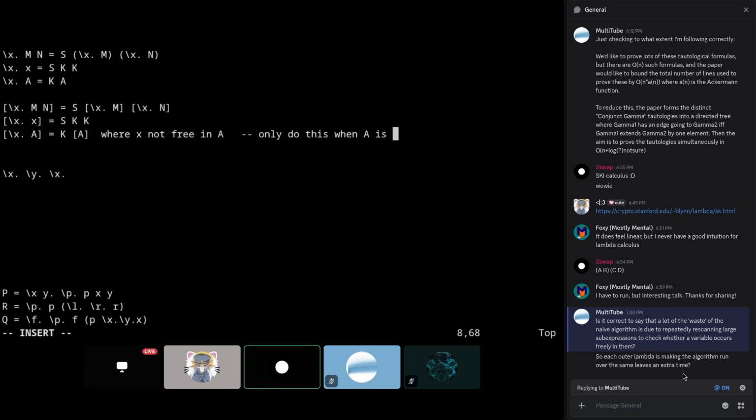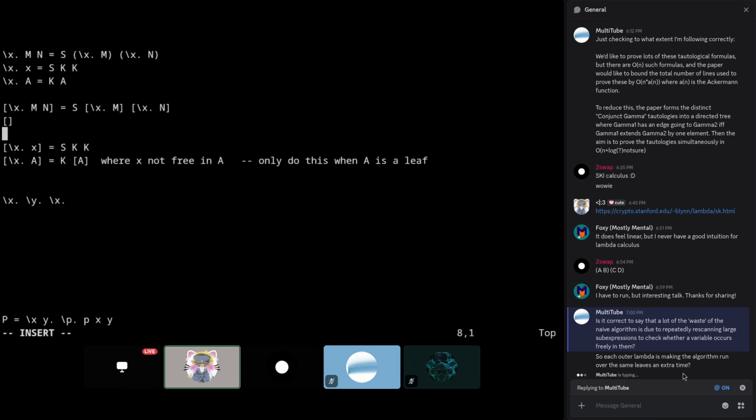But A can be. No. Wait. Because A, what if A is like lambda y dot mn? Like the first bracket in the top left of your paragraph there, but replace the x with a y. Then it's not a leaf. Sorry, I missed another case, didn't I?